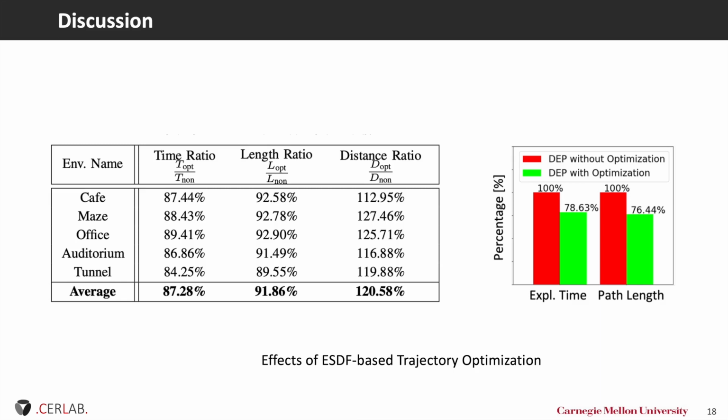The overall effects of the trajectory optimization are shown in the right figure. With optimization, there will be more than 20% reduction in both exploration time and path length for the whole exploration process.